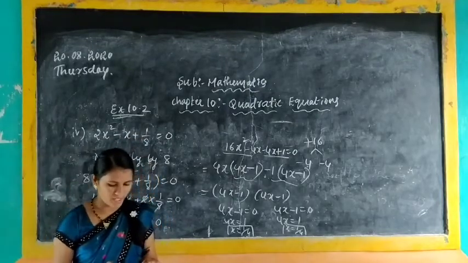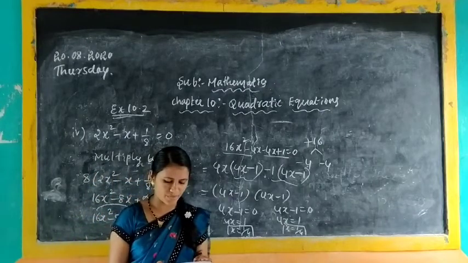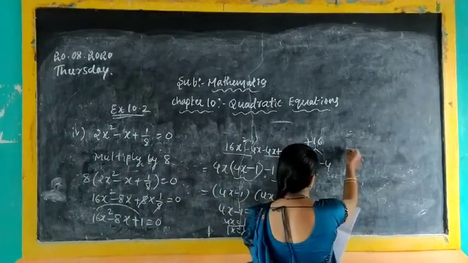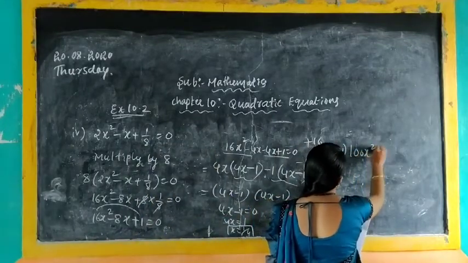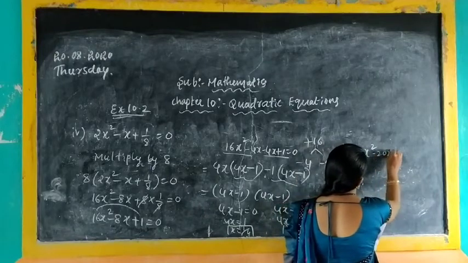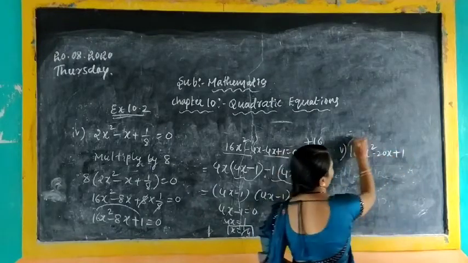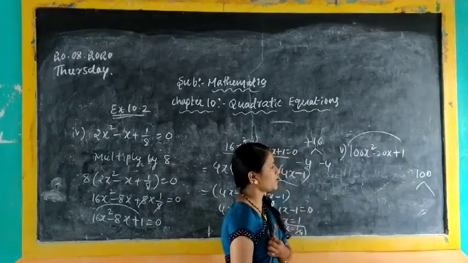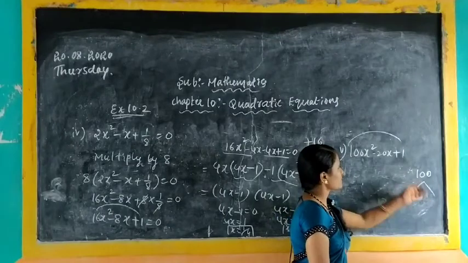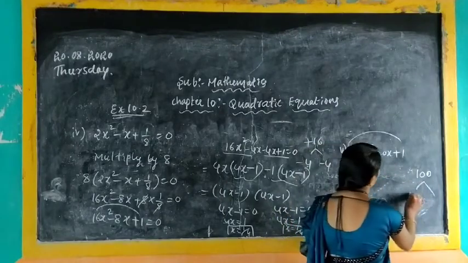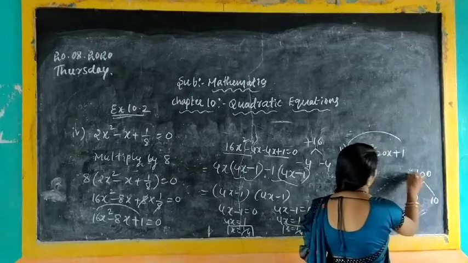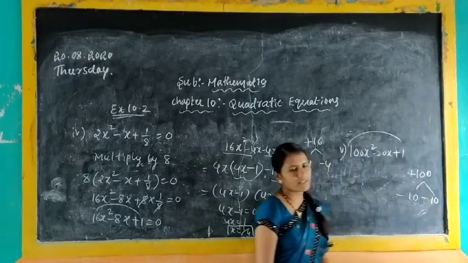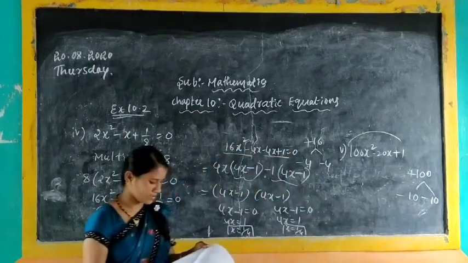And next fifth one, 100x square minus 20x plus 1. It's also common method. Just I will give a clue. What they have given, fifth one, 100x square minus 20x plus 1. You have to take the endpoints, means 100 ones are 100. If multiplying, I need 100. If adding or subtracting, I need minus 10, means you have to take 10 into 10. 10 tens are 100. I need plus, here minus 10 and minus 10, means you will get minus 20. Let's solve that equation.